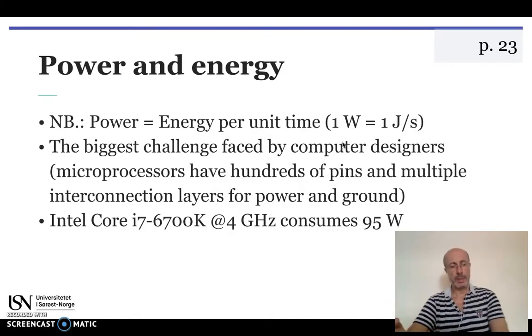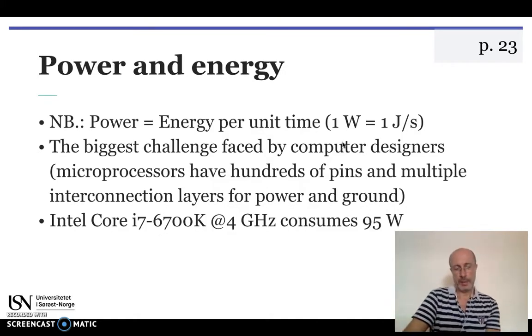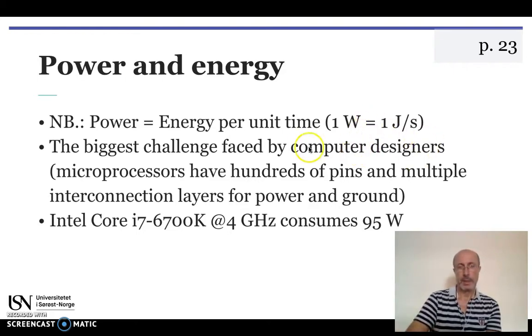So power consumption is now the main challenge faced by computer designers. Please bear in mind that power is the total amount of energy per time unit. The Intel Core i7-6700K consumes nearly 100 watts, but the more recent Xeon microprocessors have a thermal power rating that is even higher, up to 165 watts.